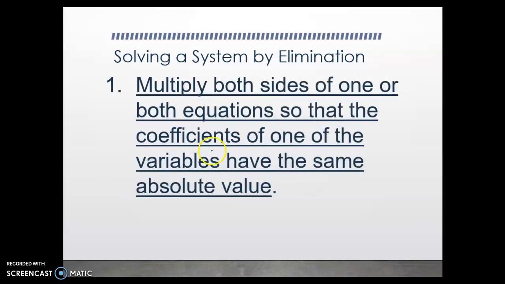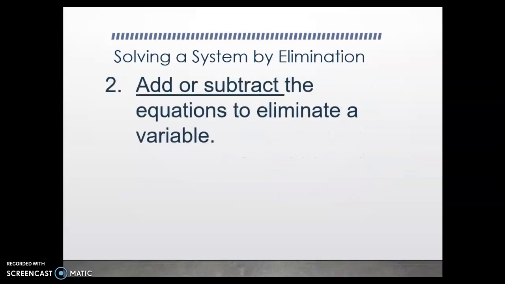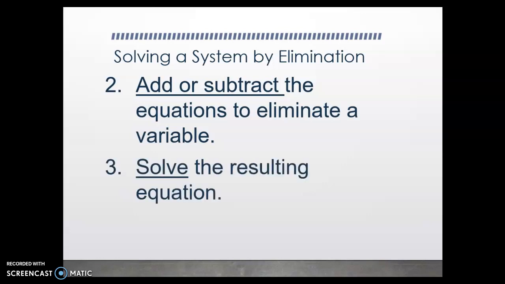Step 1, if we need to, we multiply both sides of one or both equations so that the coefficients of one of the variables have the same absolute value, meaning that we have created a zero pair. A positive 3 and negative 3, a positive 4 and negative 4. After we've done that, then we're going to combine the equations to eliminate a variable. We'll then solve the resulting equation.